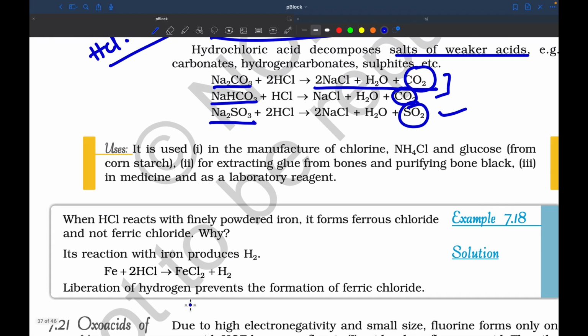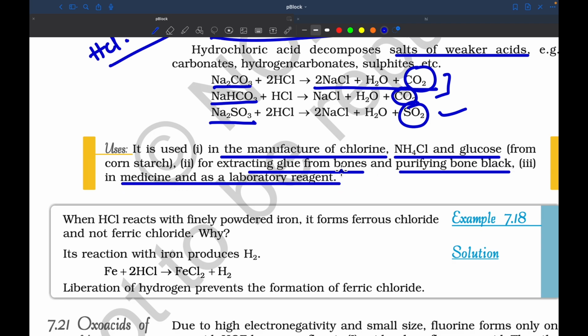Next we have uses, right? Hydrochloric acid uses: it is used in the manufacturing of chlorine, NH4Cl and glucose preparation, extracting glue from bones and purifying bone black, and in medicines as well as a laboratory reagent.